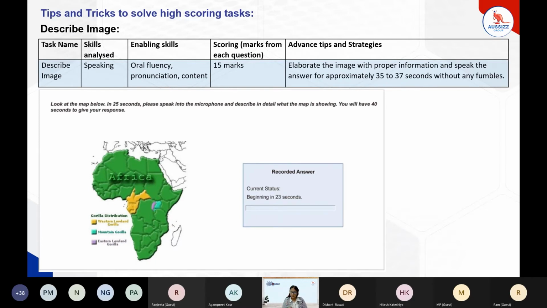The third task, which is really important and a high scoring task, is describe image. It is giving the score only towards speaking. So one of the most important things for me to do is to speak for 35 to 37 seconds without any sort of fumbles. I can speak about the different parameters of the image. I can speak about the colors. I can speak about the region. What is the distribution of the gorillas? I can speak about the 3 different subsections of that particular image. So I just have to speak for 37 seconds without any sort of fumble.